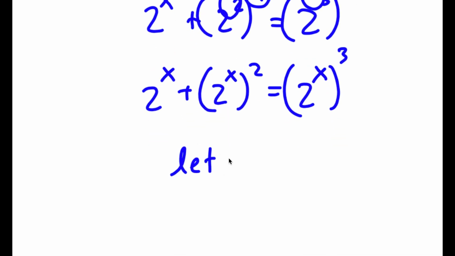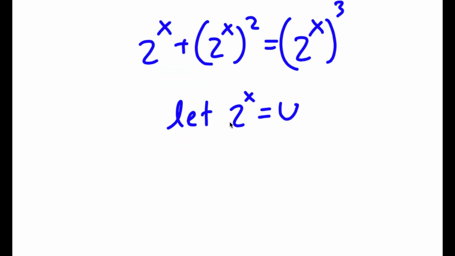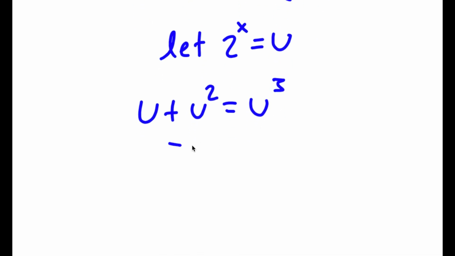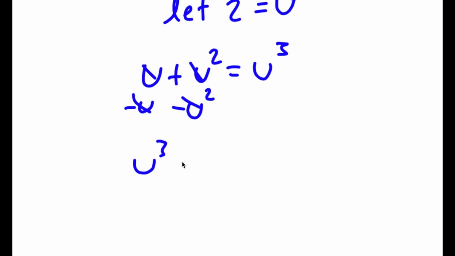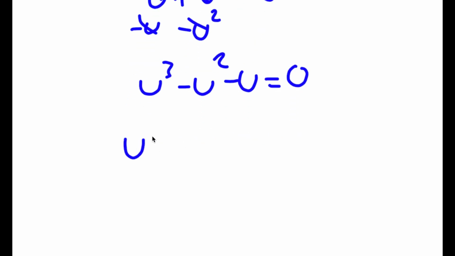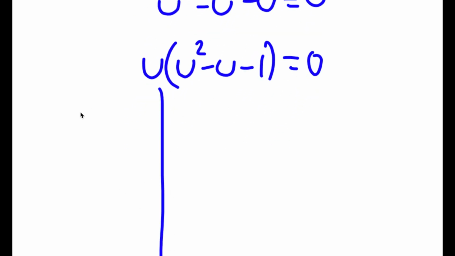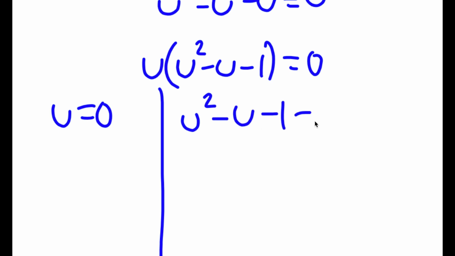Now I can let 2 to the power of x equal the variable u. So now if I replace 2 to the power of x with u, I get u plus u squared is equal to u to the power of 3. And now if I subtract u squared and u on both sides, I get u to the power of 3 minus u squared minus u is equal to 0. Now I'm going to factor out u, so I get u times u squared minus u minus 1 is equal to 0. And this gives me two equations. I get u is equal to 0, and I get u squared minus u minus 1 is equal to 0.